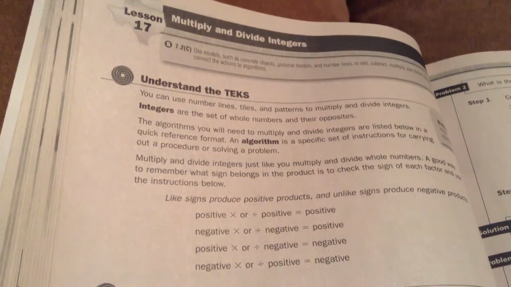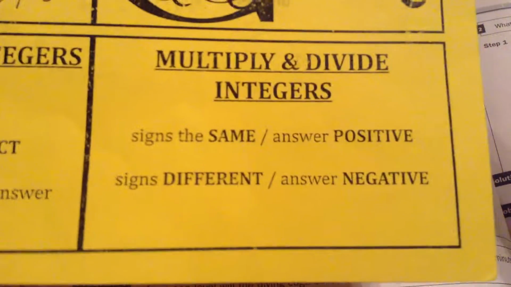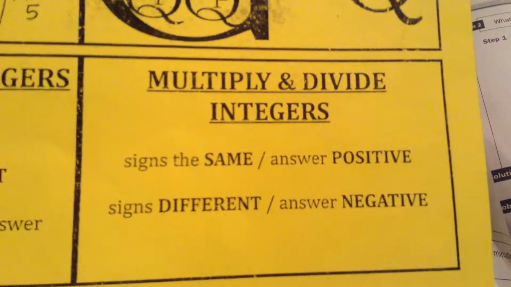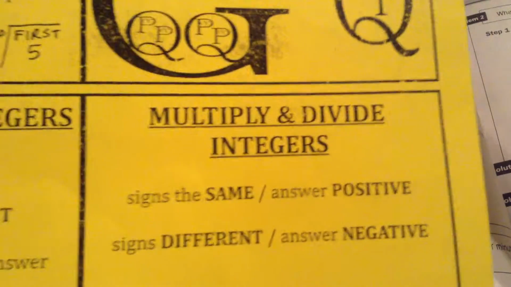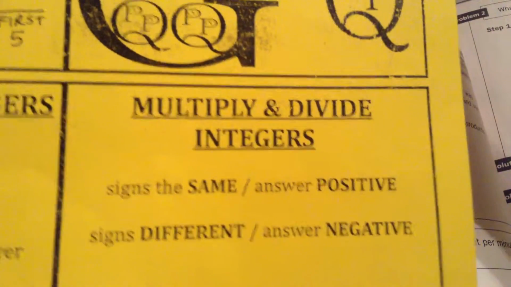17 is over, multiply and divide integers. We're going to use our legacy sheet. When you multiply and divide integers, you're going to use the same guidelines. If they have the same sign, you're going to have a positive answer. If they're different signs, you're going to have a negative answer.